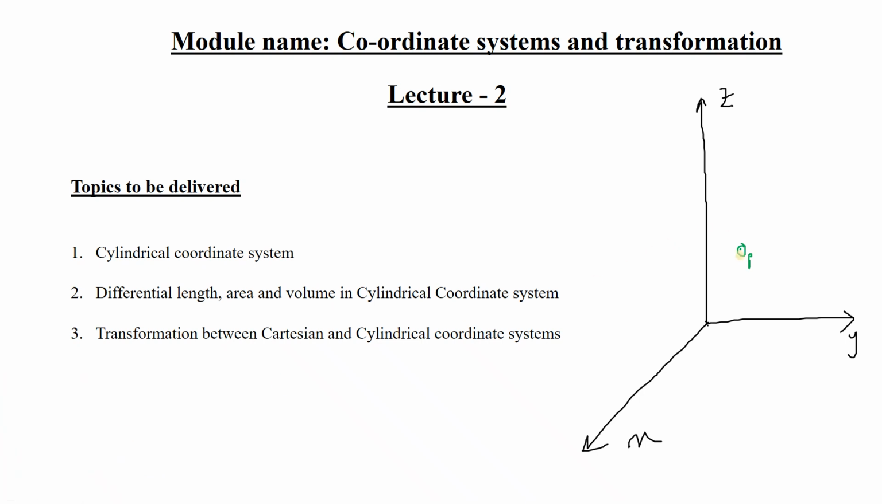Since we are locating a point in the cylindrical coordinate system, suppose I take this point somewhere over here, having some height, suppose it is located over here, point P. So how to locate it? In the Cartesian coordinate system, we have the x axis, y axis and z axis, so we have x coordinate, y coordinate, z coordinate. In the cylindrical coordinate system, we have rho, phi and z.